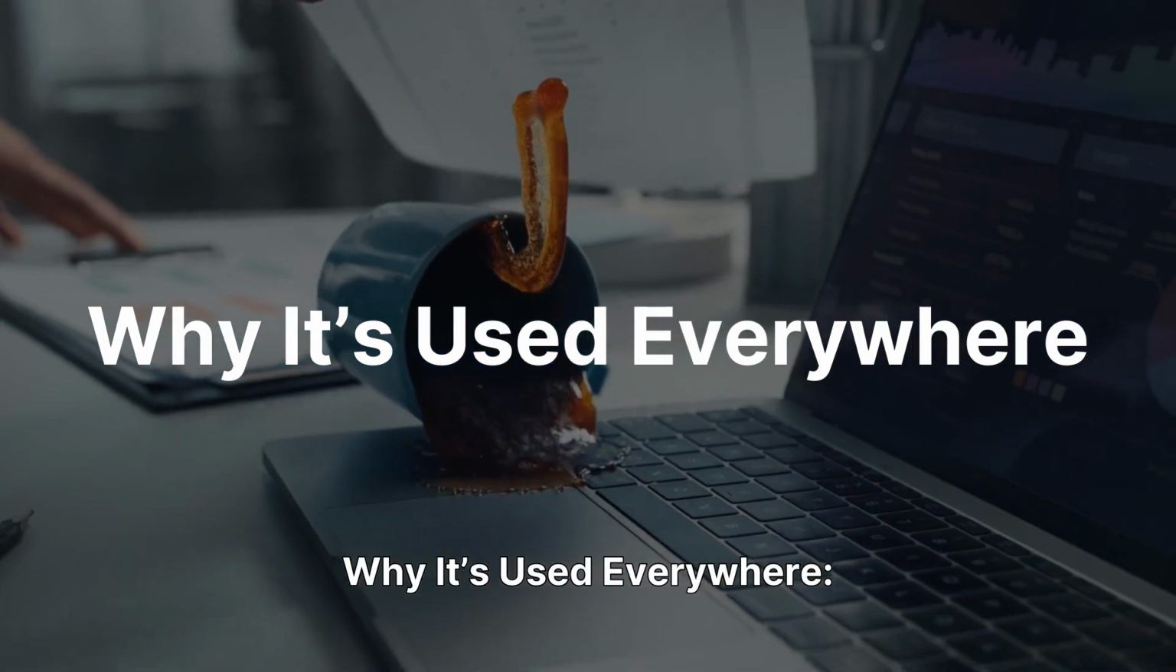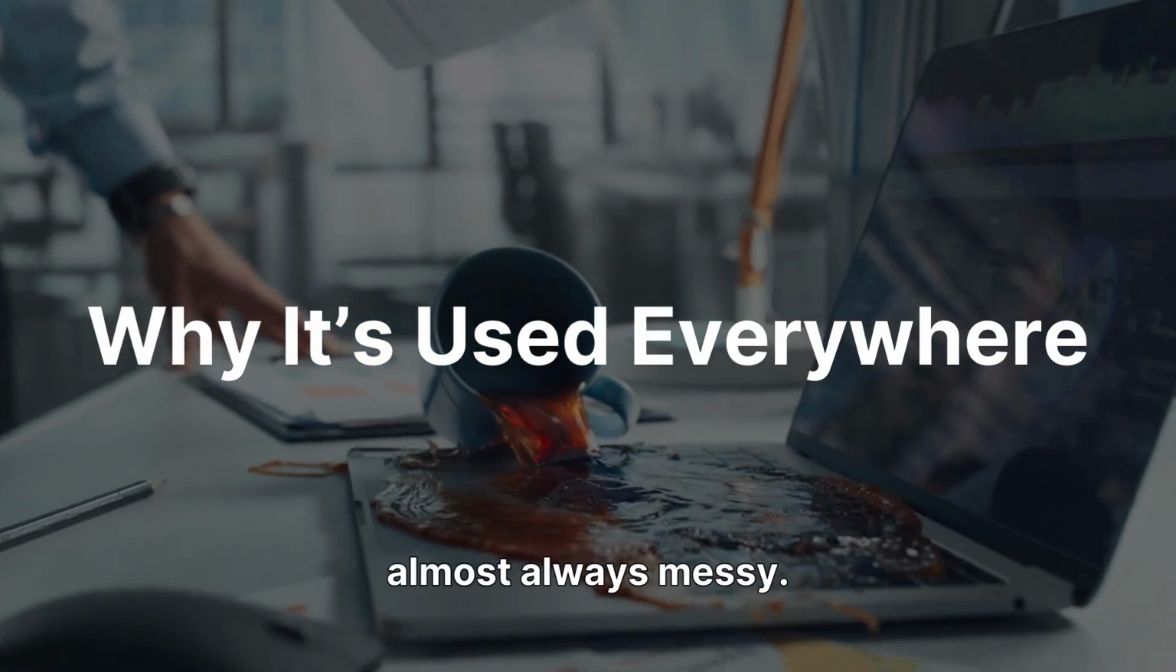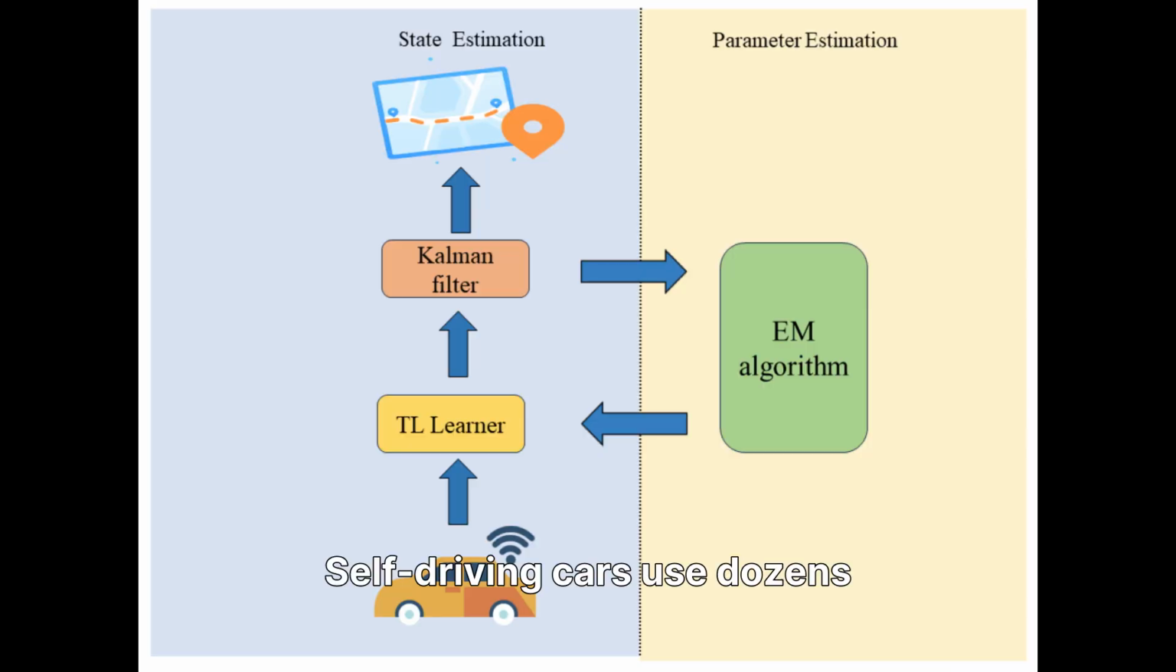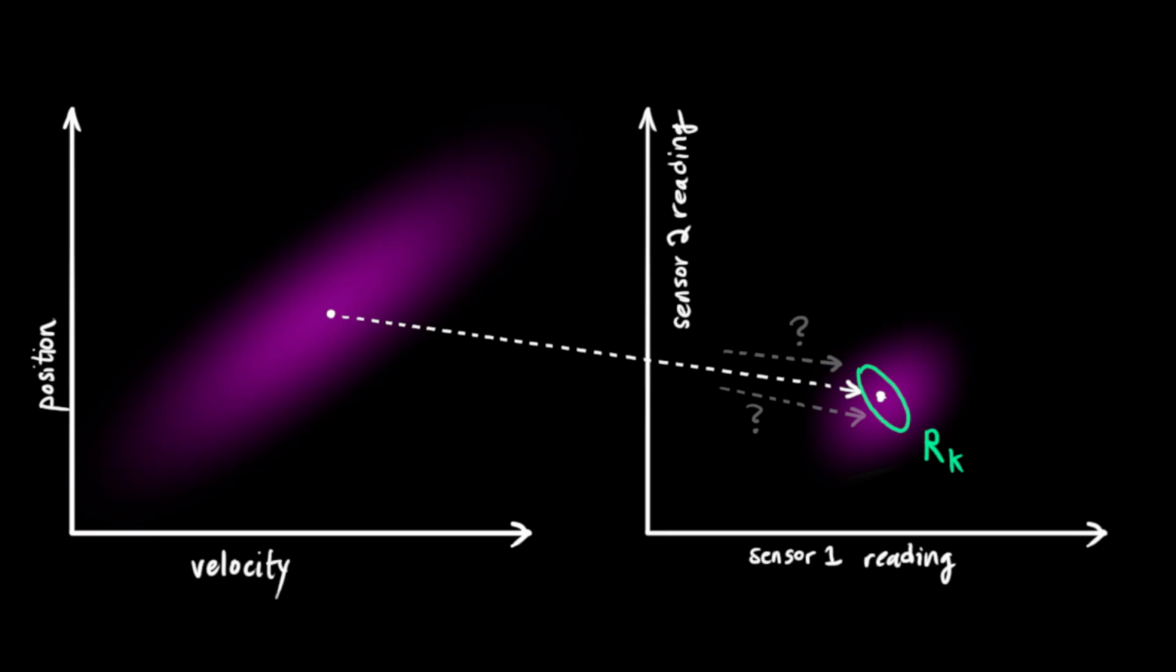Why it's used everywhere: because real data is almost always messy. Kalman filters are perfect for tracking a moving object, estimating a hidden variable, removing noise, smoothing signals, predicting the next state, and handling uncertainty. Self-driving cars use dozens of them simultaneously. Robots rely on them for stable movement. Finance uses them to filter noisy price data. GPS uses them to reduce jitter. They're everywhere because they're elegant, stable, and extremely reliable.